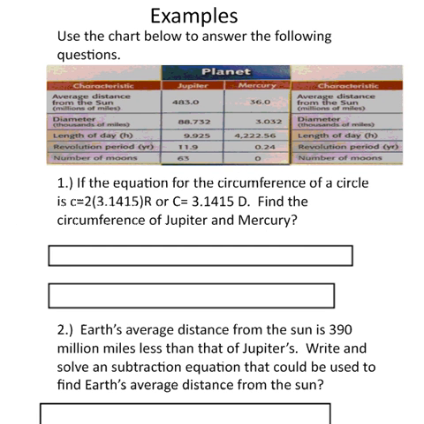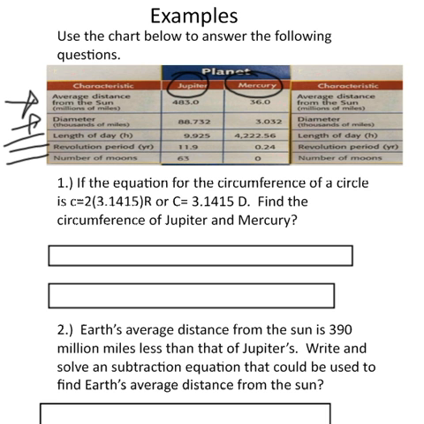We look at this data table. We see that we've got some information about the planet Jupiter and some information about the planet Mercury. We do know from the table about the distance from the sun. We know about their diameters. We know about the length of day, the revolution period, and the number of moons.